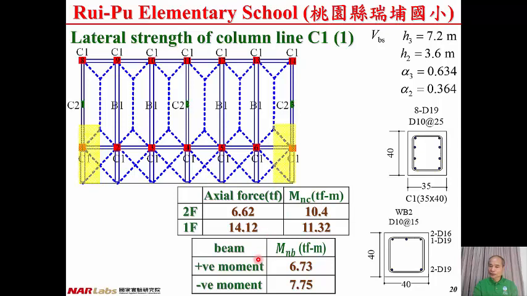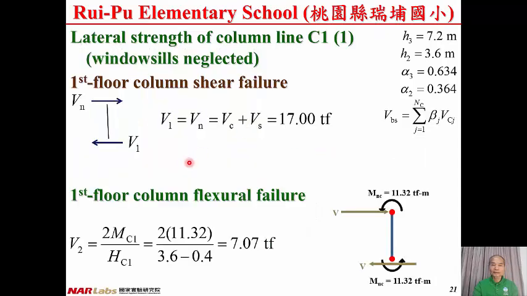We can also calculate the moment strength of the beam WB2 with the reinforcement here. The positive moment strength is equal to 6.73 ton-force meter. The negative moment strength is equal to 7.75 ton-force meter. Then we consider all possible failure modes.